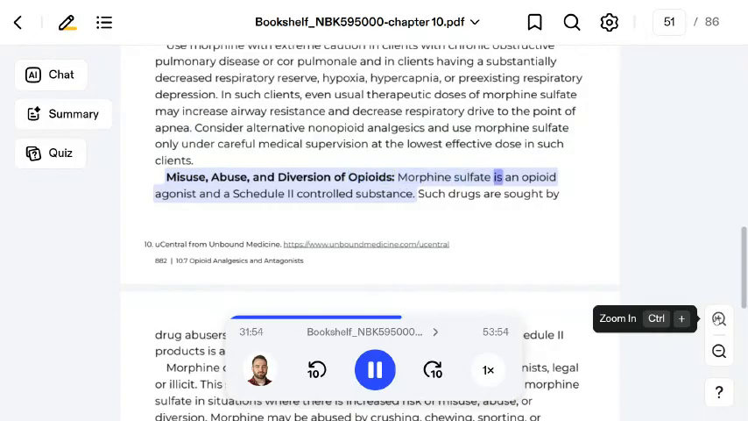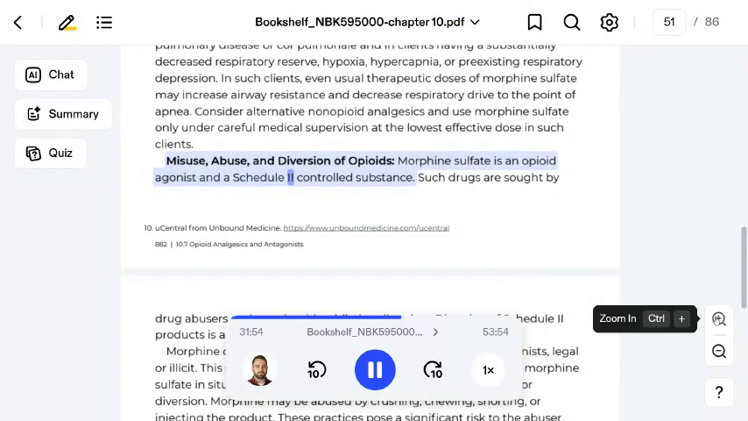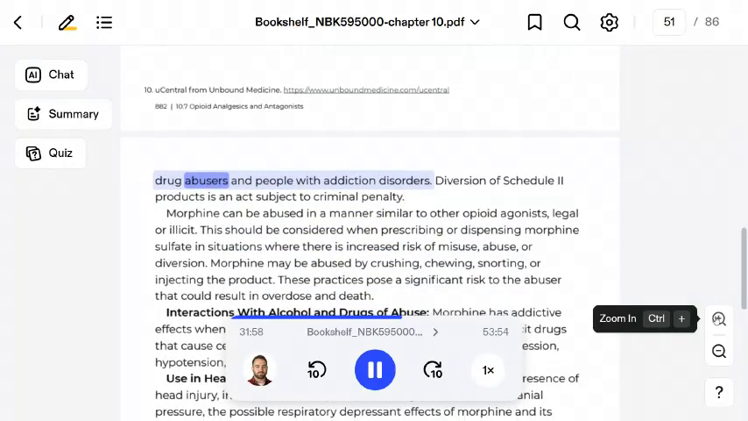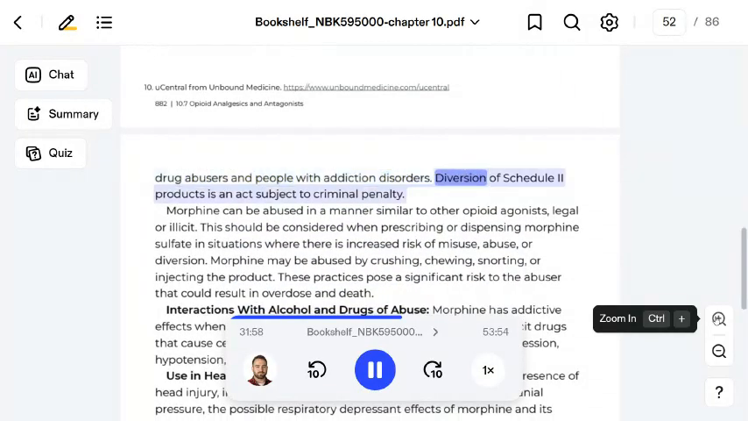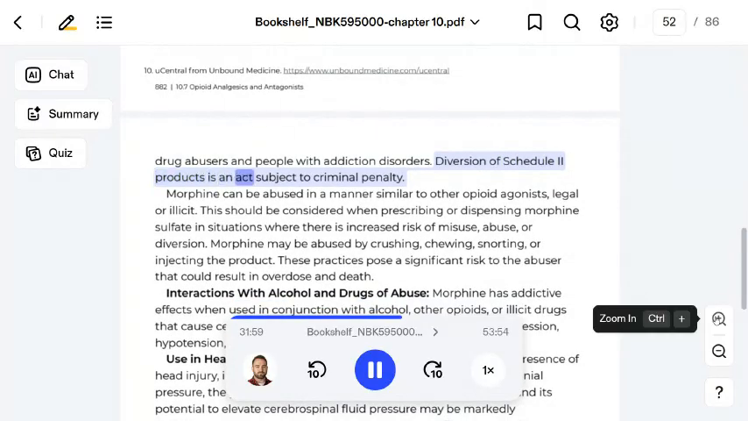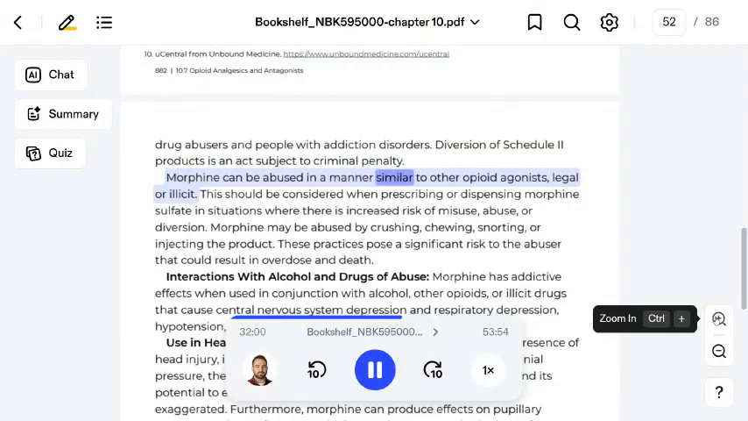Morphine sulfate is an opioid agonist and a Schedule II controlled substance. Such drugs are sought by drug abusers and people with addiction disorders. Diversion of Schedule II products is an act subject to criminal penalty. Morphine can be abused in a manner similar to other opioid agonists, legal or illicit.